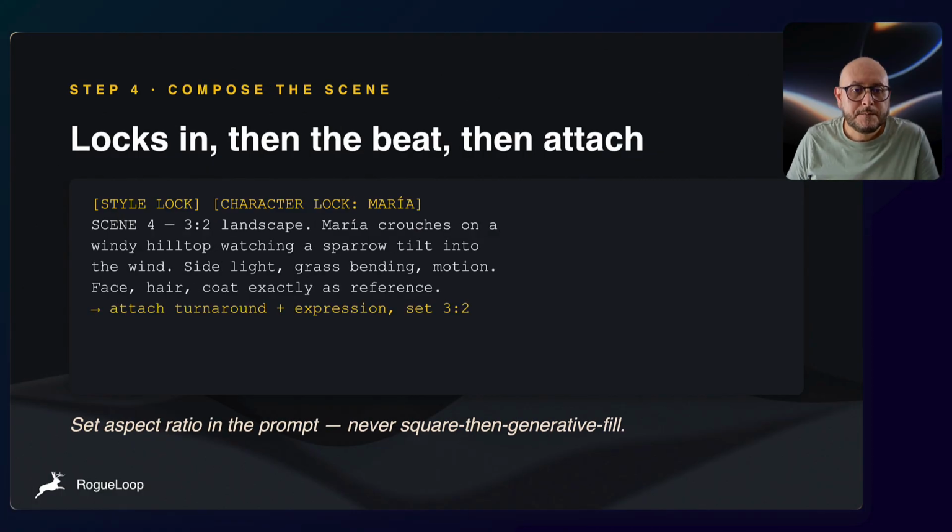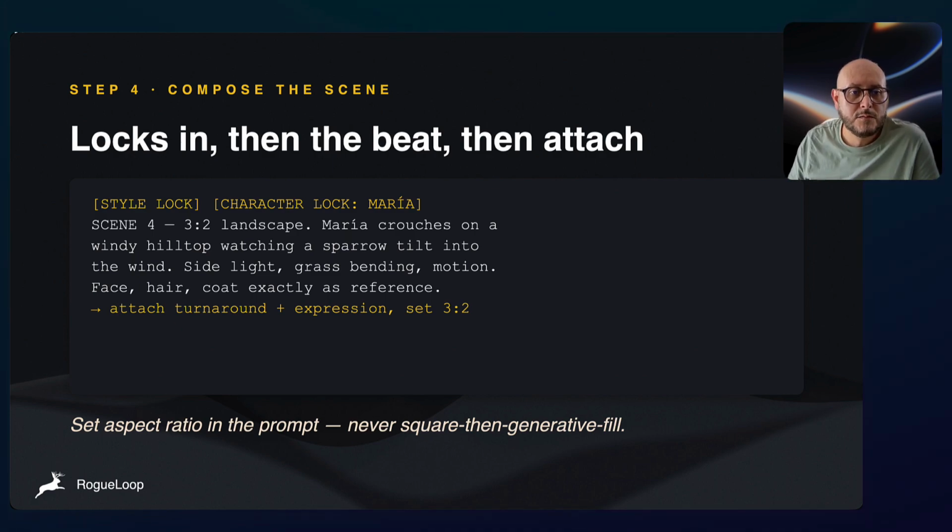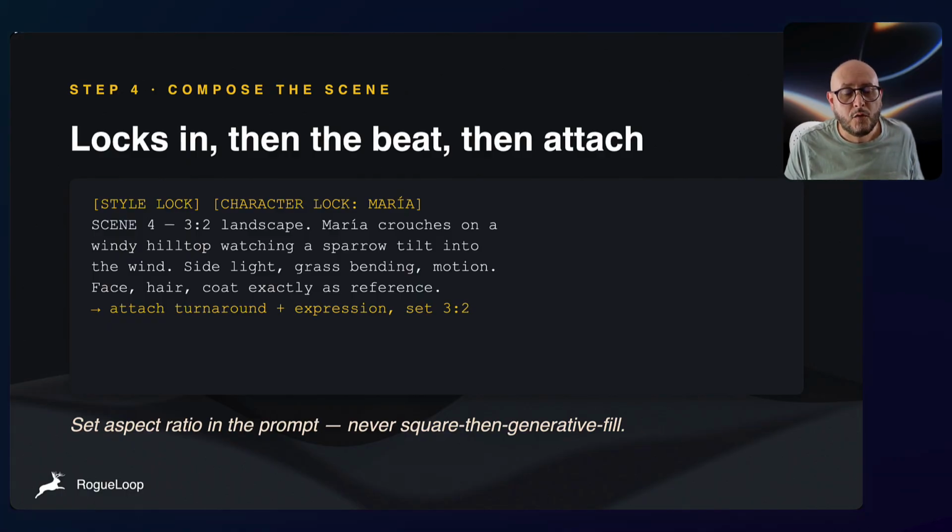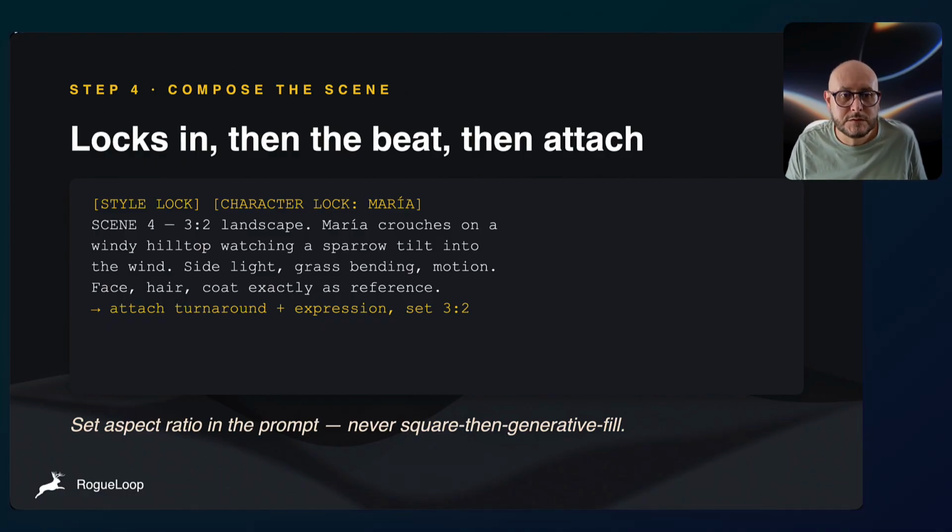Number 4, you have to compose the scene. And this is where the information actually comes in for the log, right? You can set the aspect ratio in the prompt, not with generative fill afterwards. And when 2 characters share a frame, attach both references and say who stands where, or the model averages their faces into 1, for example. This is the prompting, right? But notice that we're passing the style log and the character log at each point.